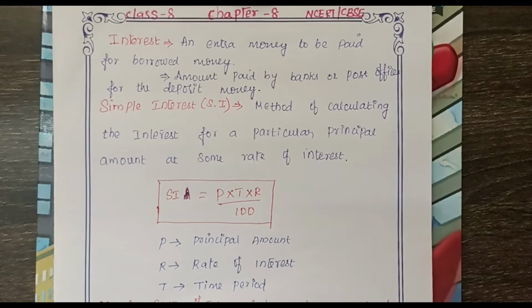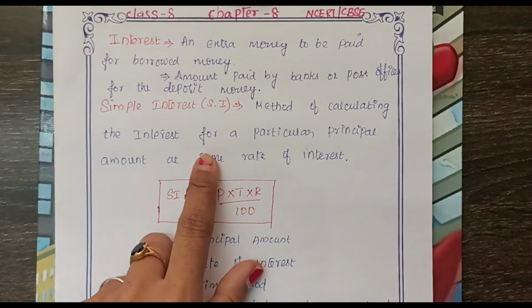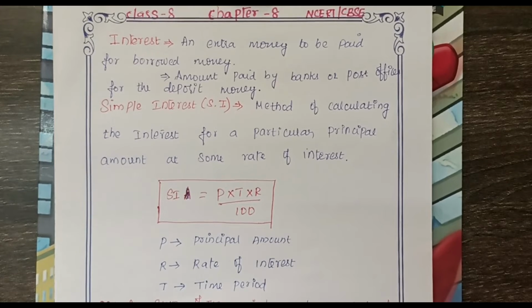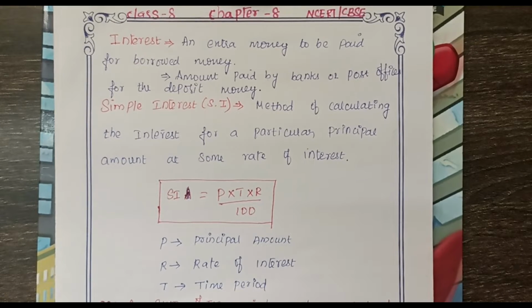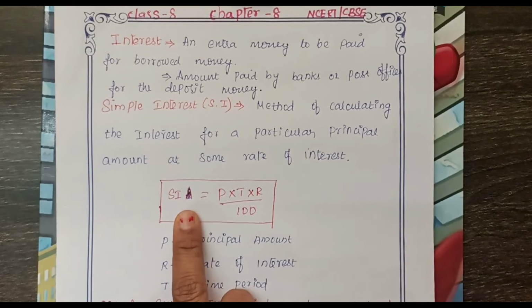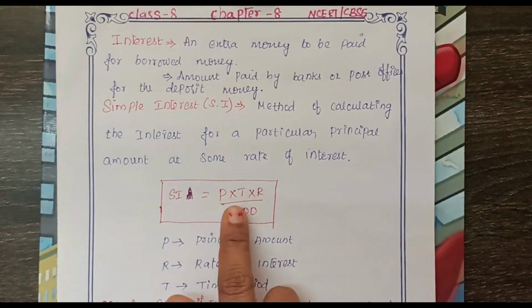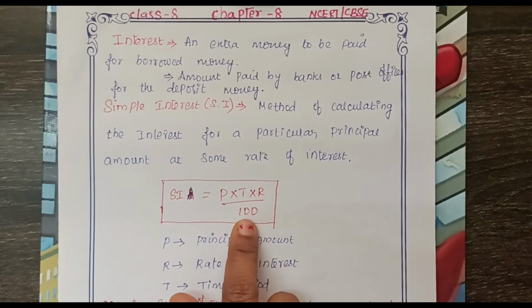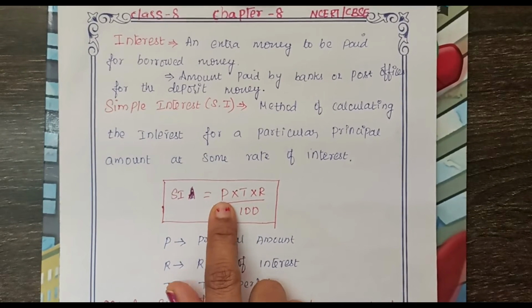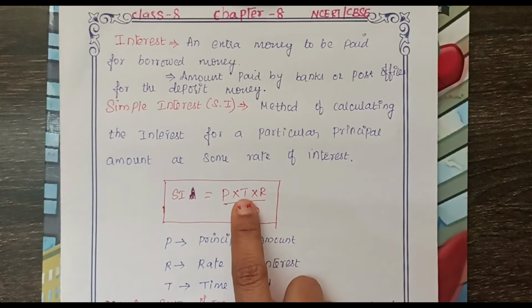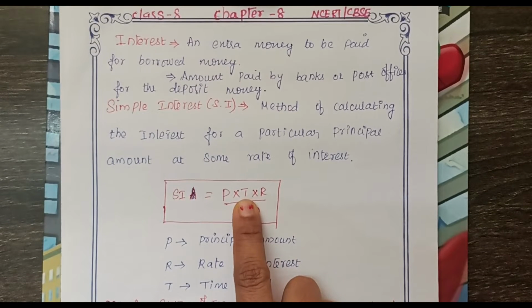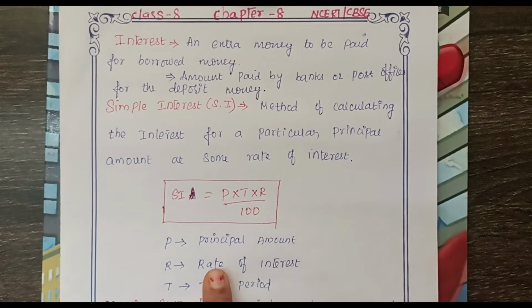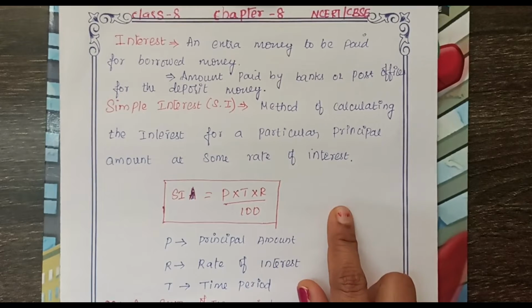What is simple interest? It is a method of calculating the interest for a particular principal amount at some rate of interest. We have a formula for simple interest. Simple interest equals P into T into R divided by 100, where P is the principal amount, T is the time period like 1 year, 2 years, 6 months, and R is the rate of interest like 10%, 5%. This is about interest and simple interest.